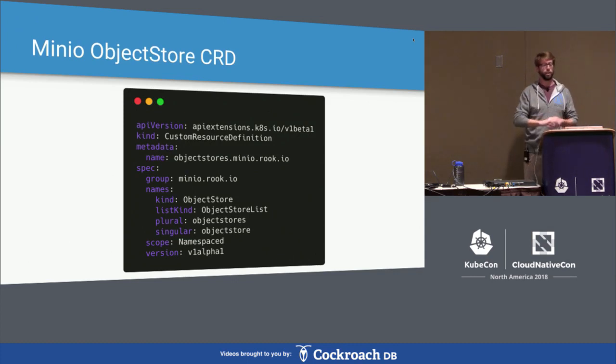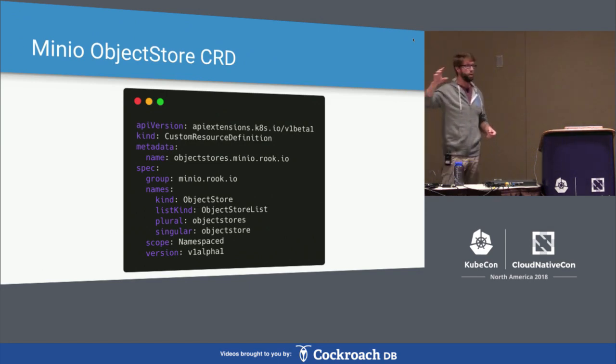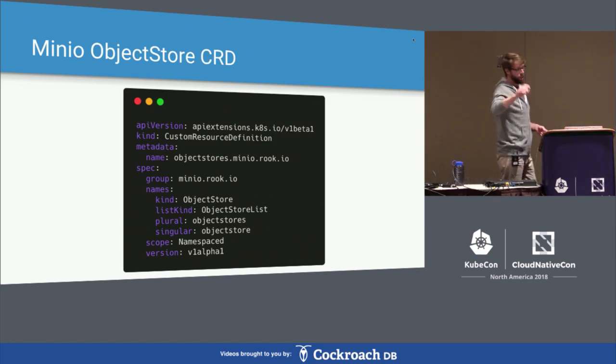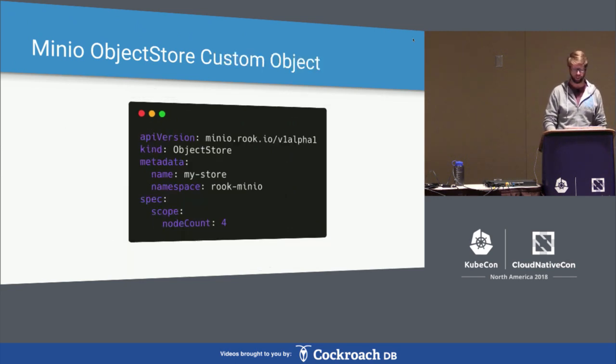This right here is a custom resource definition. This is what tells Kubernetes that you have a new type. This is a type that represents object storage in Minio. It gives it the name and some of the metadata that's necessary to start manipulating it and showing up in kubectl and all sorts of stuff. So the API server will know what a Minio object store is after you create this custom resource definition.